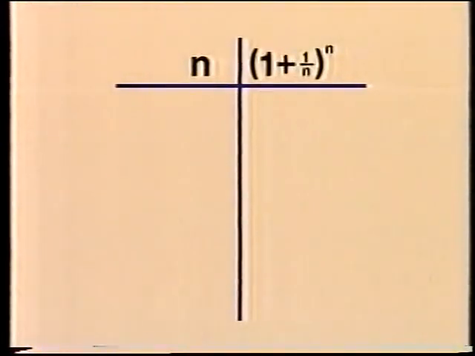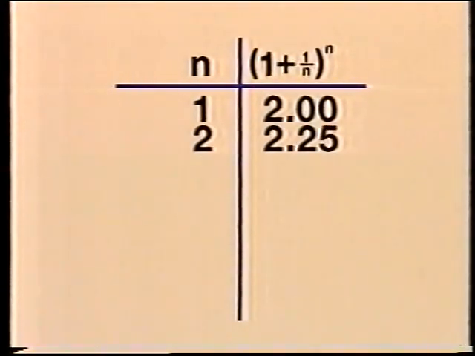This is the sequence we're going to look at, 1 plus 1 over n, to the n. How can we tell whether it's convergent? And if it is, what does it converge to? Let's start by working out a few terms to see how the sequence behaves. Well, when n is 1, we get 1 plus 1 to the 1. That's 2. And when n is 2, we get 1 plus a half squared. That's 2.25. When n is 3, we get 1 plus a third cubed. When n is 4, 1 plus a quarter to the fourth, and so on.